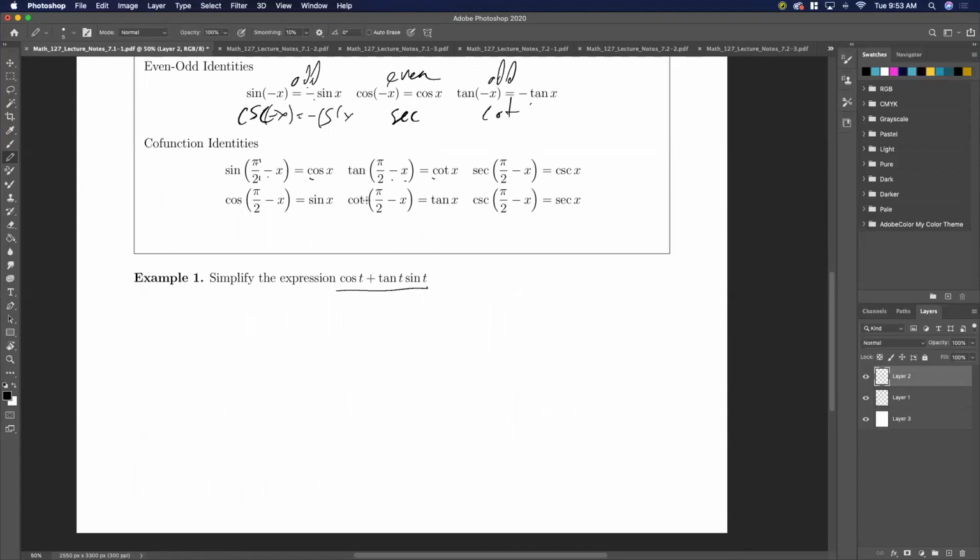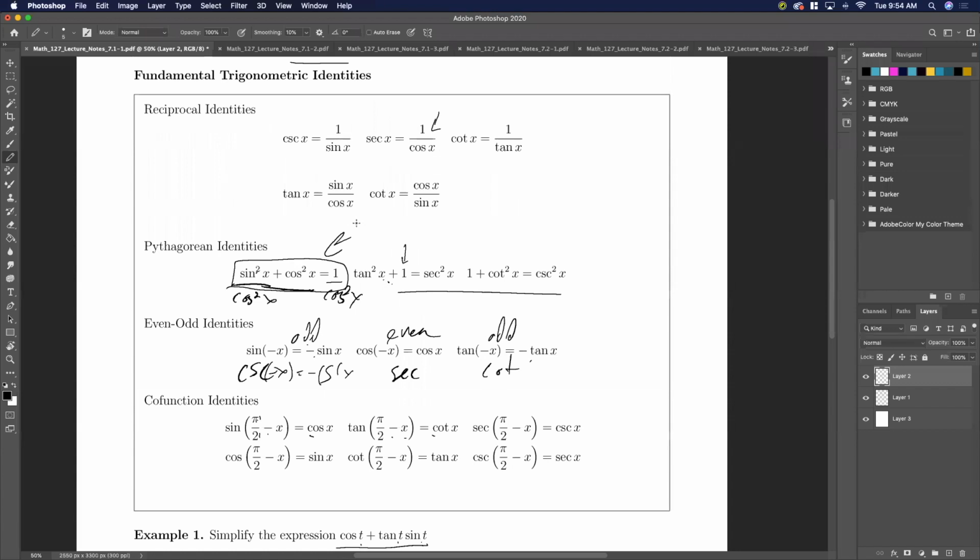So here I have cosine of t plus tangent of t plus sine of t. One good rule of thumb to do is just convert everything to sines and cosines. And can I convert everything to sines and cosines? Yeah, every single function can turn into sines and cosines, right?